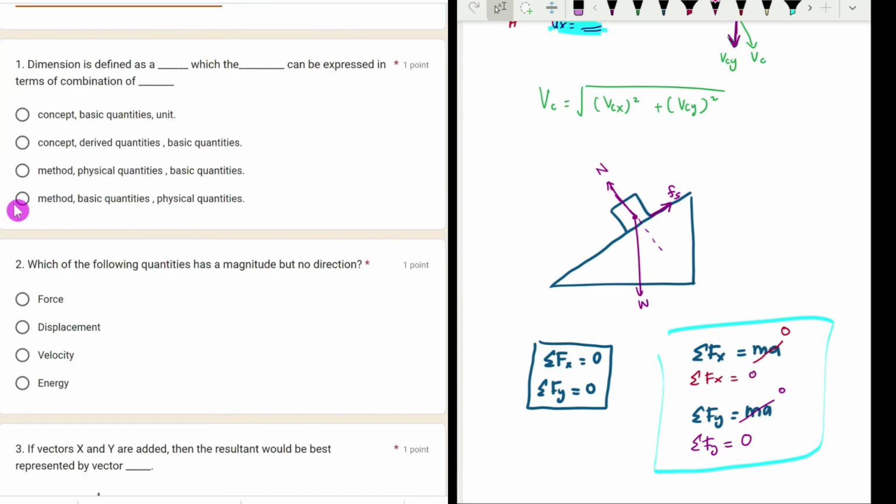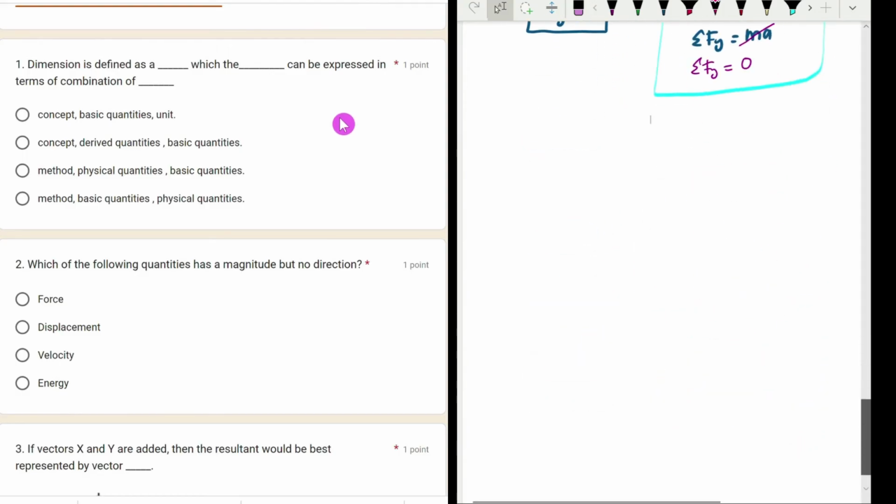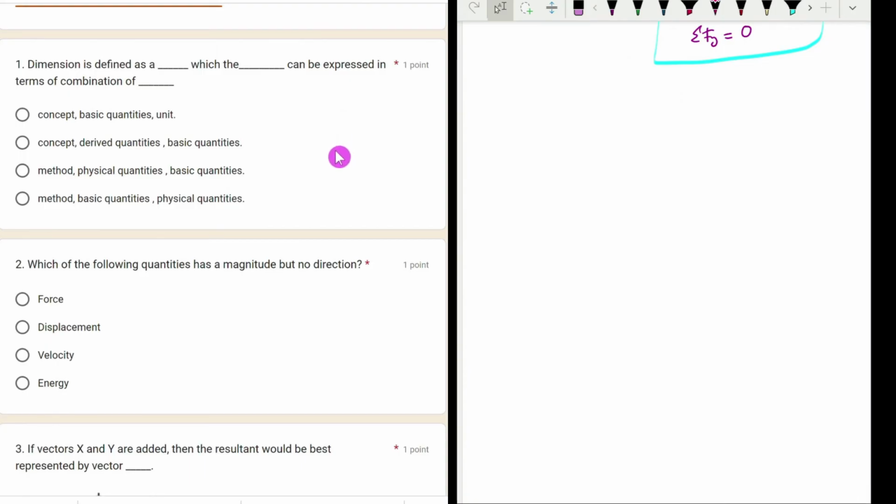Alright. So now, let's proceed to exercise number 1. Okay. So this is exercise number 1. Okay. So let's start. Alright. The first one. So this is the definition of dimension. Dimension is defined as a what? Which can be expressed in terms of combination of what?